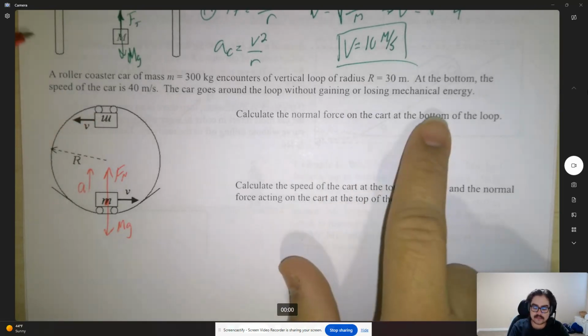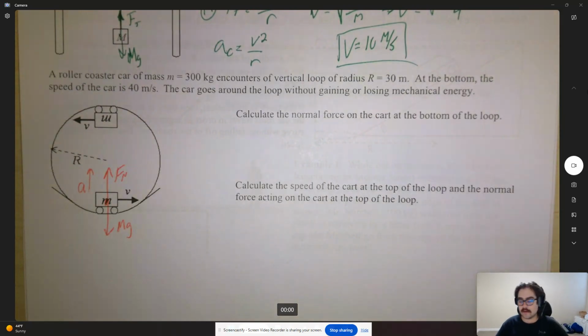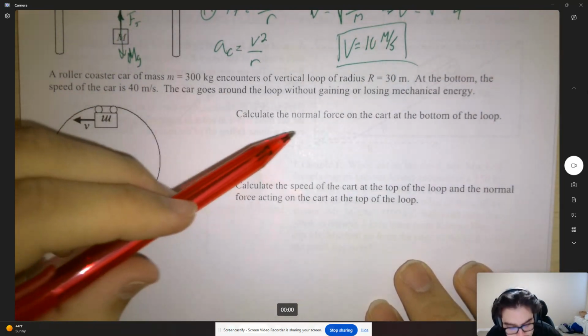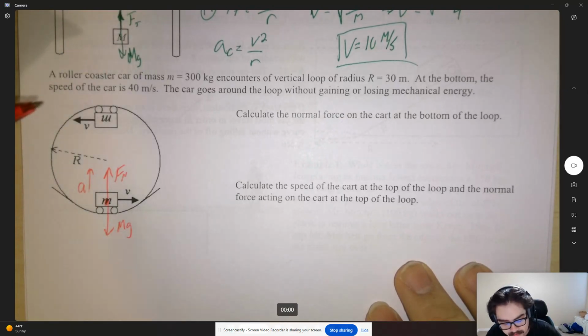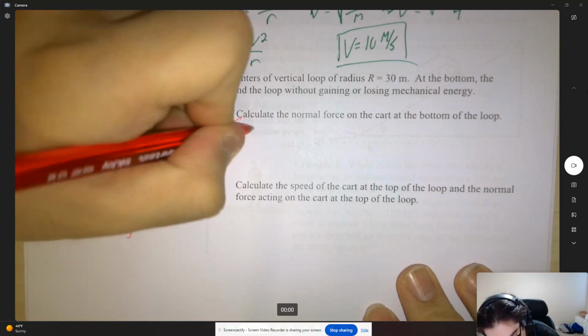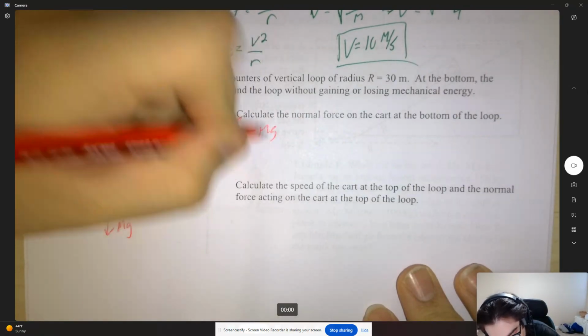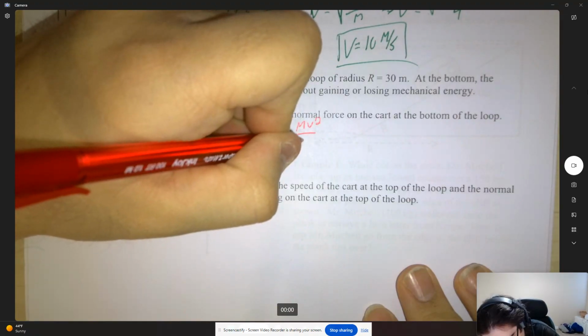Okay, and it doesn't lose or gain any mechanical energy, which is important to note. So we can do conservation of energy just fine. But to figure out the normal force, I can't just set it equal to mg. What I have to do is find the net centripetal force, which would be normal force minus mg equals mv squared over r.